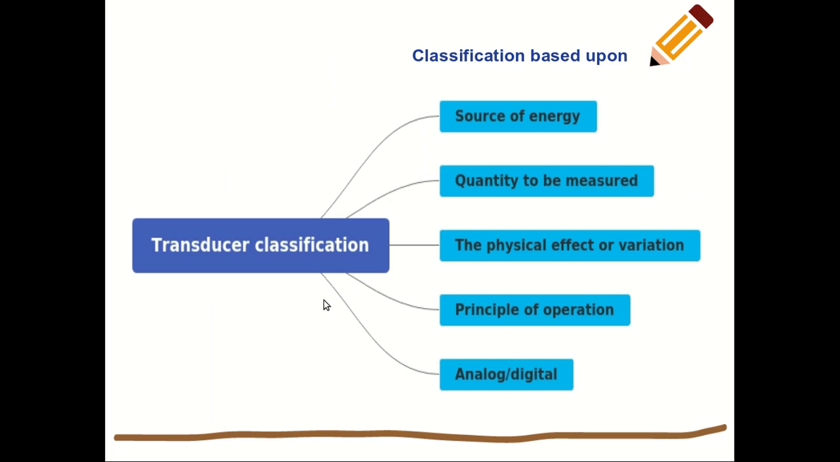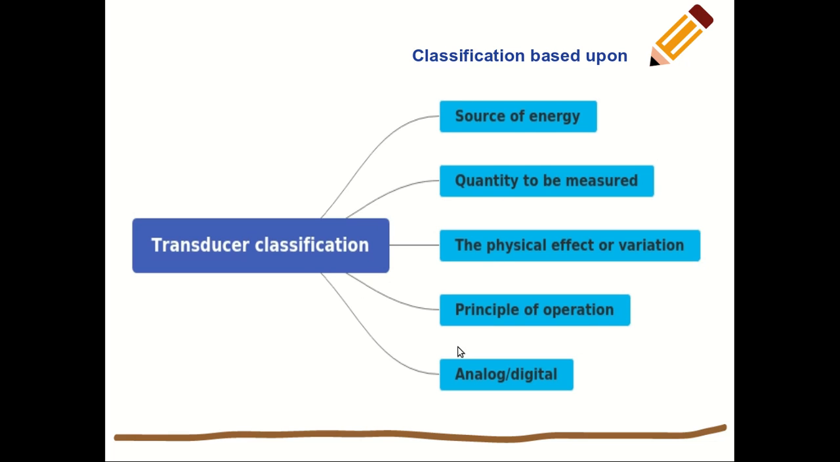Now there are various ways by which we can classify a transducer into different types. The classification will be based on the source of energy. It will be based on the quantity to be measured. It is based on the physical effect, or what is going to be varying during the process of transduction. This also causes transducers to be classified into various classes.